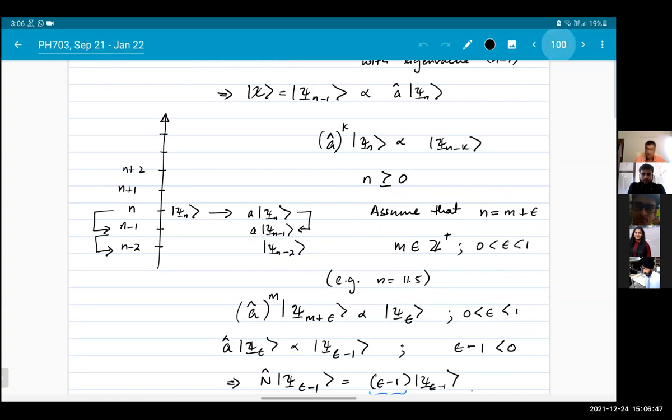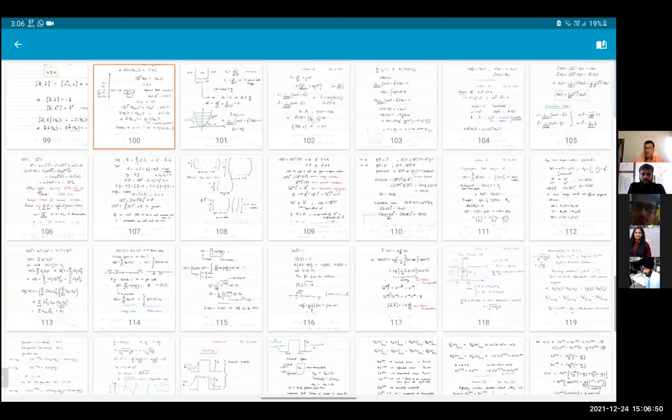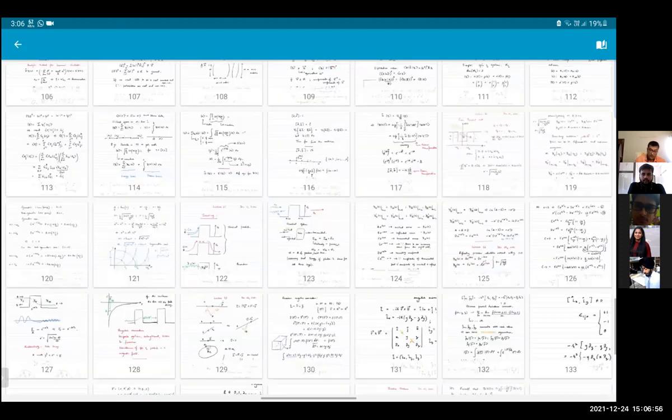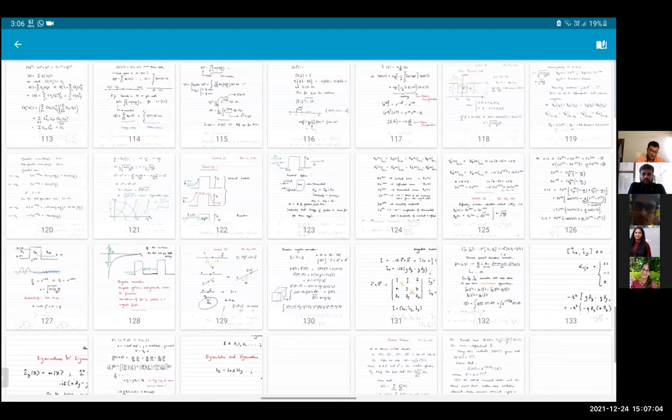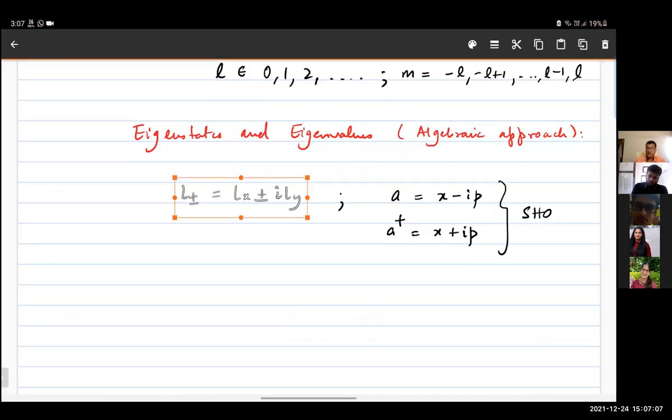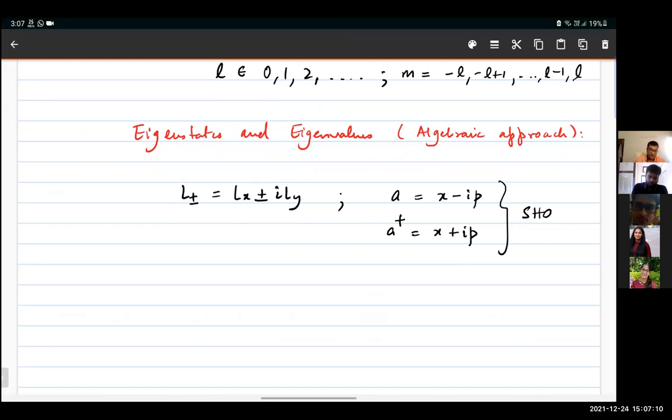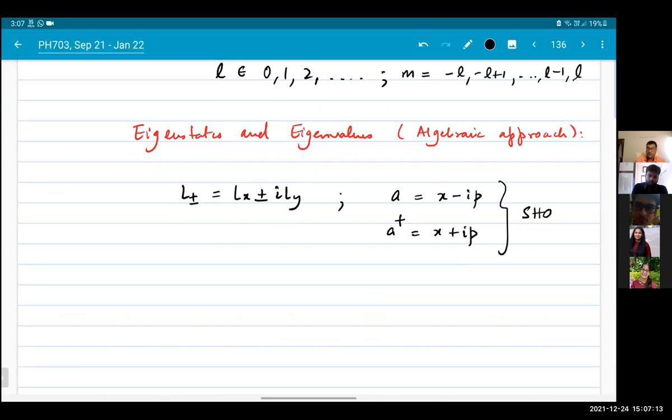So it turns out that here we have exactly the same kind of behavior. That was the case of the harmonic oscillator. Now we'll define these operators, Lx plus i Ly and Lx minus i Ly, and call them L plus and L minus. These are our ladder operators. You might wonder why this works. We'll see why in a second.